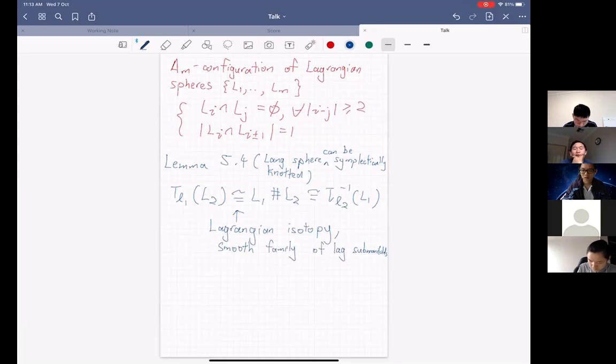Is there any condition for the intersection, like any condition on L1, L2? Yeah, the condition on L1, L2 is that they intersect in only one point, coming from this A_n configuration. So you can replace it by i and i plus 1, or something like that.